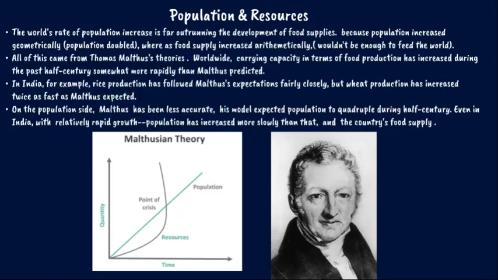Worldwide carrying capacity in terms of food production has increased in the past half century somewhat more rapidly than Malthus predicted. In India, for example, rice production has followed Malthus's expectations fairly closely, but wheat production has increased twice as fast as Malthus expected. On the population side, Malthus has been less accurate. His model expected population to quadruple during the half century. Even in India, with relatively rapid growth, population has increased more slowly than that, and so has the country's food supply.